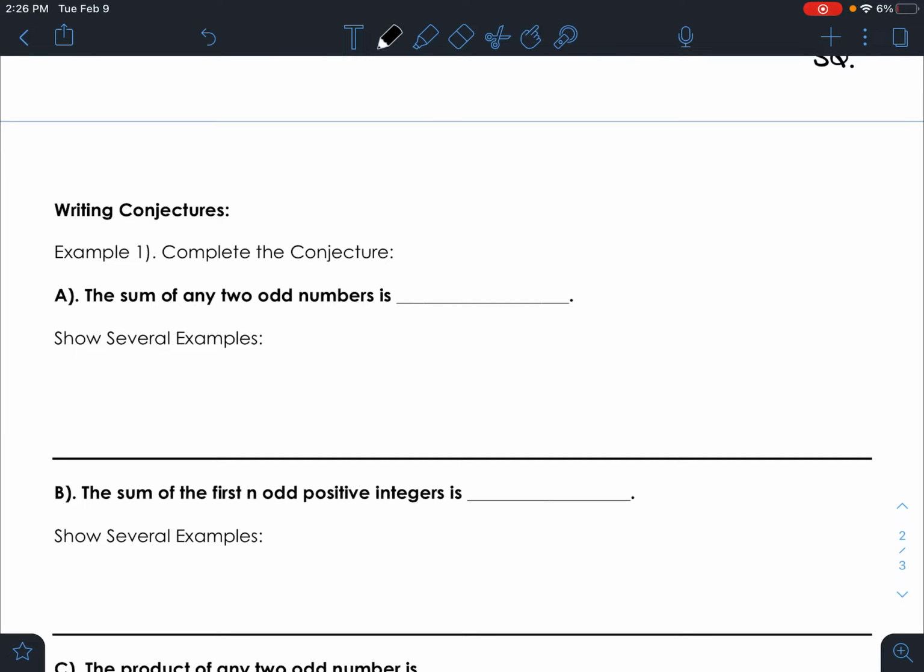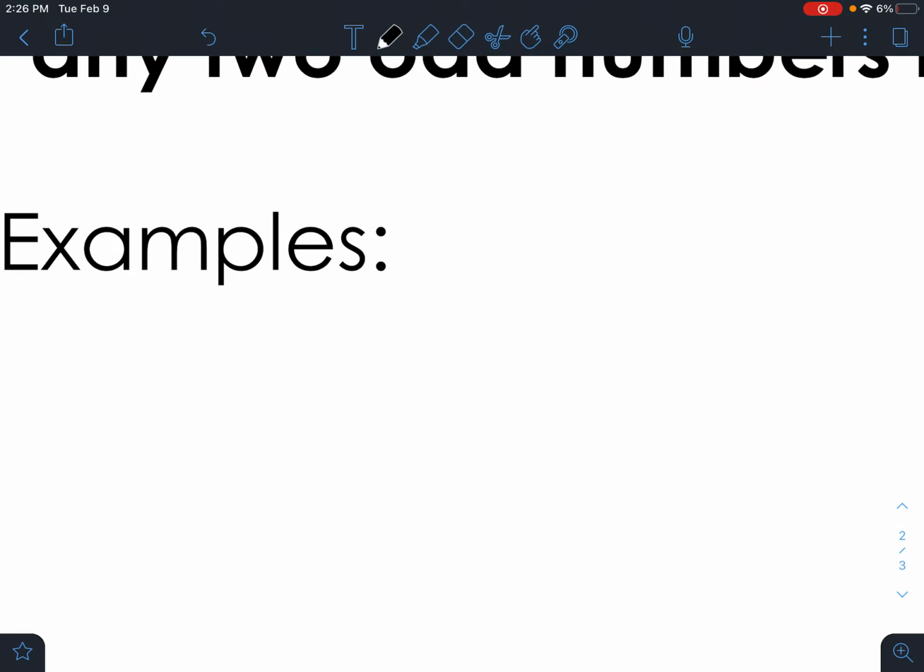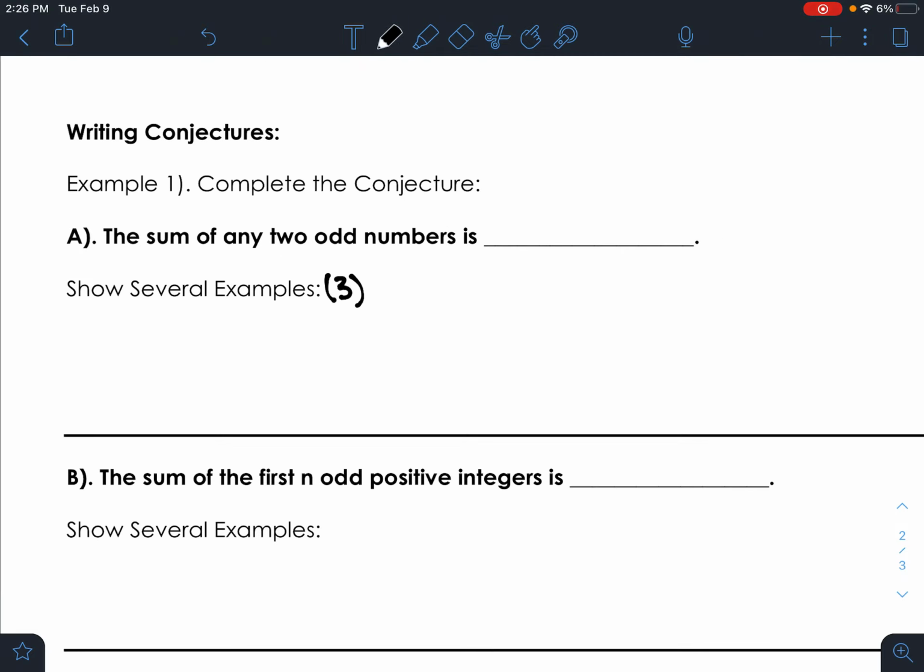But it says to show several examples. The reason why this is a conjecture is that we're only going to do a minimum of 3 examples. For a conjecture to be true, it has to be true 100% of the time. The fact that we're only showing 3 examples is why it's a conjecture and not fact, because we aren't doing this for an infinite number of possibilities. We're only looking at 3 examples and then making a conclusion.